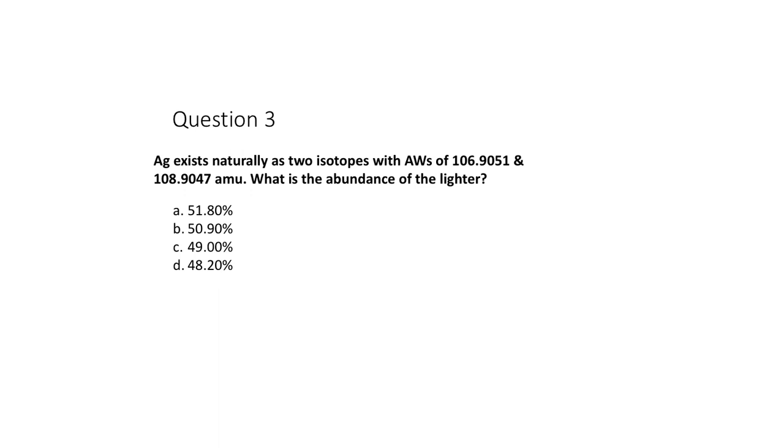Silver exists naturally as 2 isotopes, with atomic weights of 106.9051 and 108.9047. What is the abundance of the lighter isotope? Because we have 2 isotopes here, the fraction of the lighter isotope plus the fraction of the heavier isotope has to be equal to 1. Meaning if it's, let's say, 75% the lighter, then it would have to be 25% the heavier, or vice versa. So if you know the fraction of one, you can calculate the fraction of the other, specifically because the element exists only as 2 isotopes.